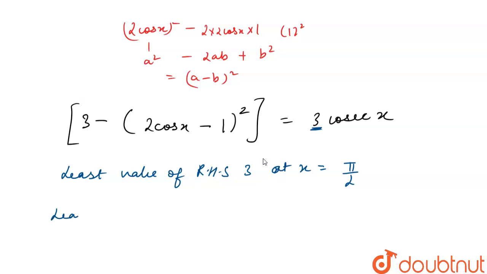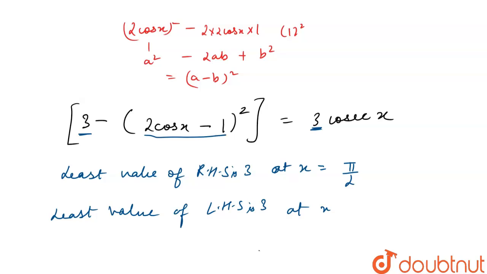And the value of LHS should be equals to 3, right? At what? So this value must be equals to 0, right? So 2 cos x minus 1 equals to 0. That will be cos x equals to 1 by 2, and cos x is 1 by 2 at pi by 3, right? So x is equals to pi by 3, we can say.